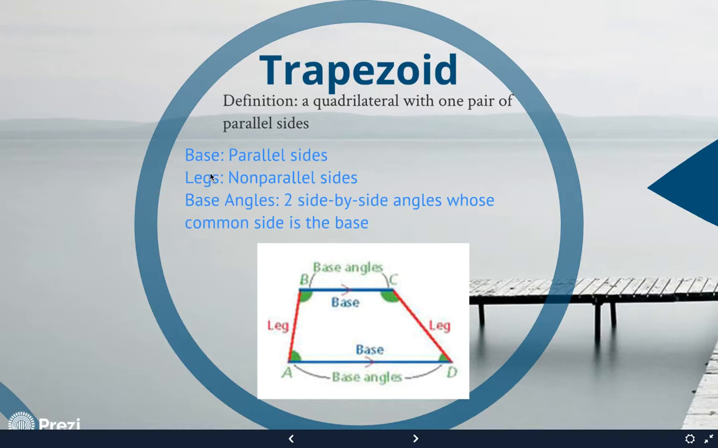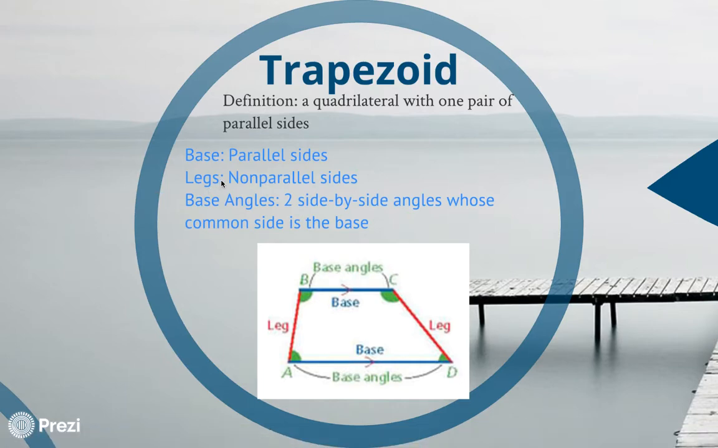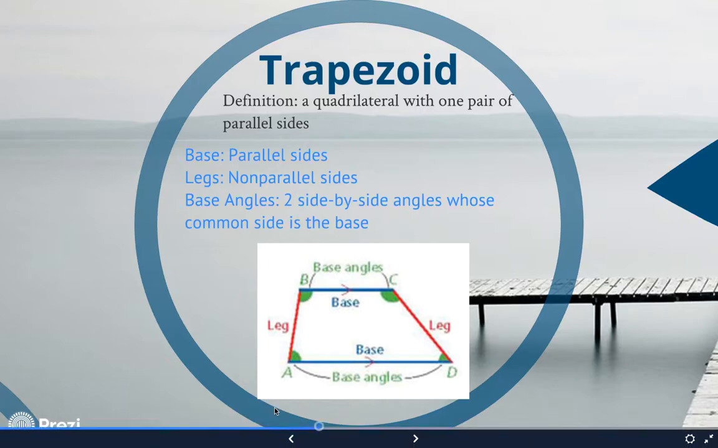So the bases of the trapezoid, there are two bases, they are the parallel sides. So like this side and this side, the two parallel sides are called the bases. So it has two bases. Now the legs of the trapezoid, they are the non-parallel sides. So the two sides that are not parallel are called the legs. So the two red sides over here are the legs.